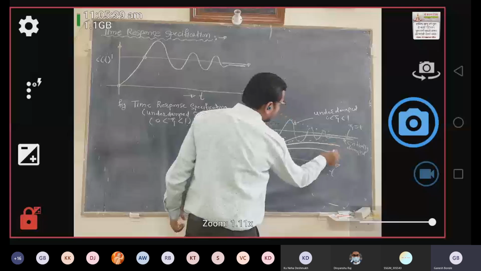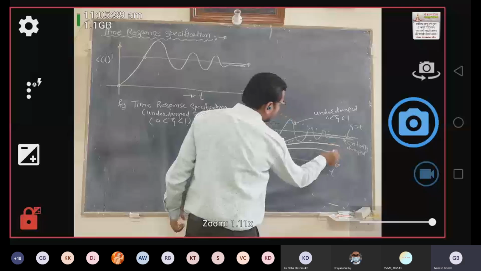And then the last case is zeta equal to 0. We will get the cosine type response. So for zeta equal to 0, you will get the response like this, consisting of sustained oscillation. This is the time response for zeta equal to 0. So the time response consists of a sustained oscillation.